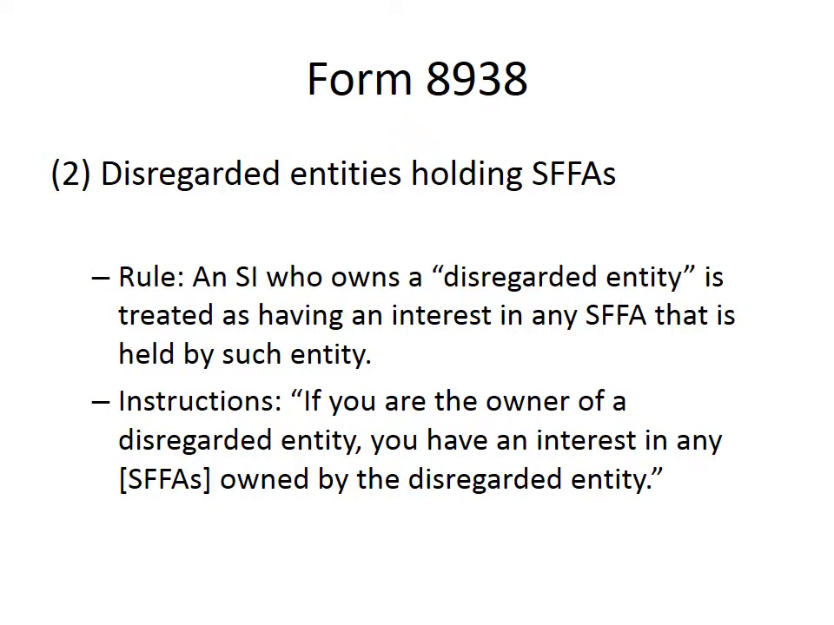Second, disregarded entities holding specified foreign financial assets. A specified individual who owns a disregarded entity is treated as having an interest in any specified foreign financial asset that is held by such entity. And we get that from the instructions. If you are the owner of a disregarded entity, you have an interest in any specified foreign financial assets owned by the disregarded entity.